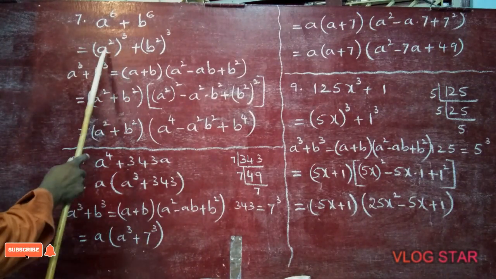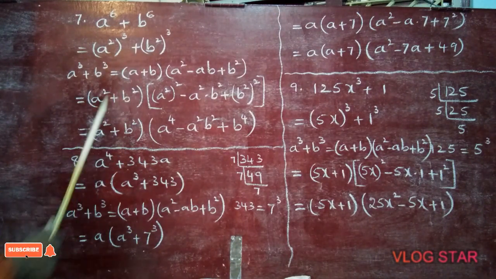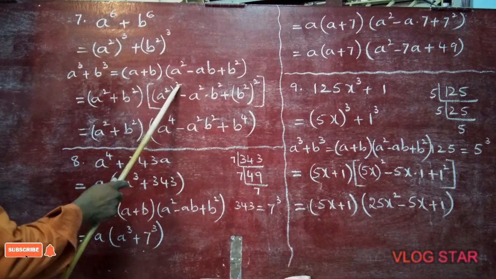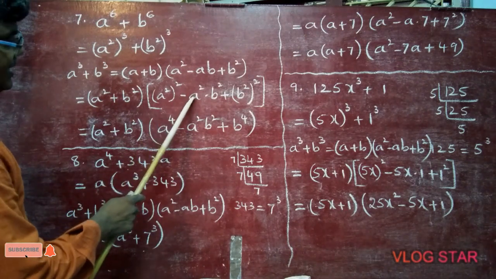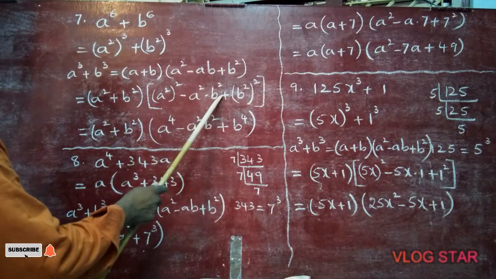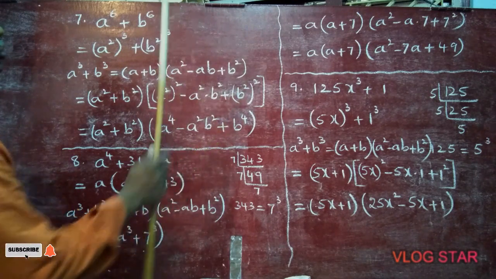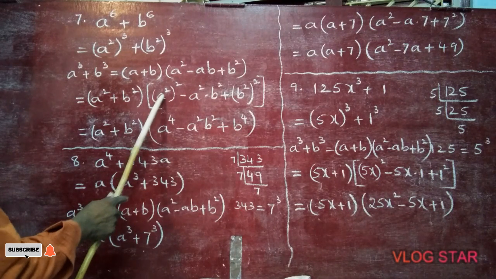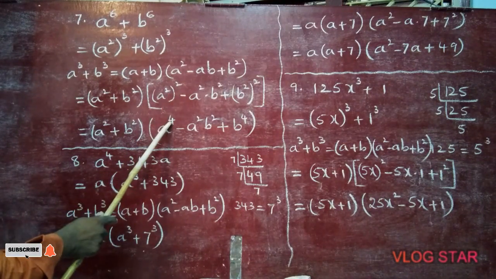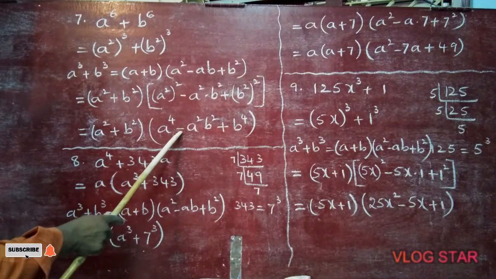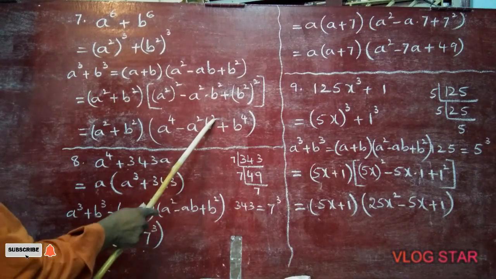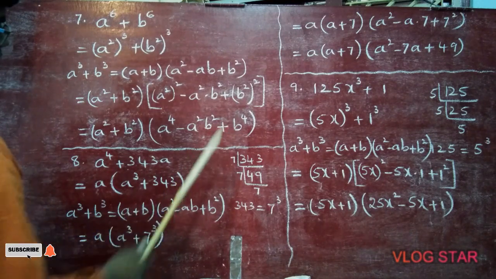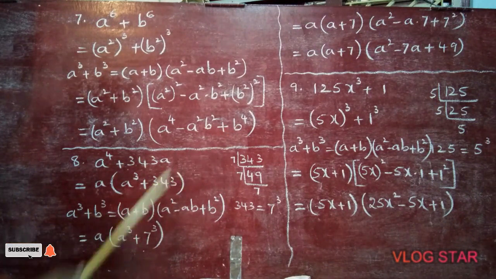Now in the place of a, a square is there. In the place of b, b square is there. So a square plus b square into a square whole square minus a square into b square plus b square whole square. Now a square plus b square into a to the power of 4, 2 2s are 4, minus a square b square plus b to the power of 4. Now this is the final answer.